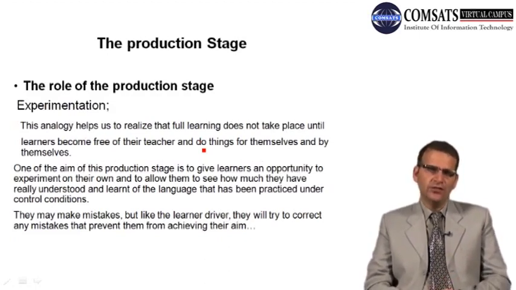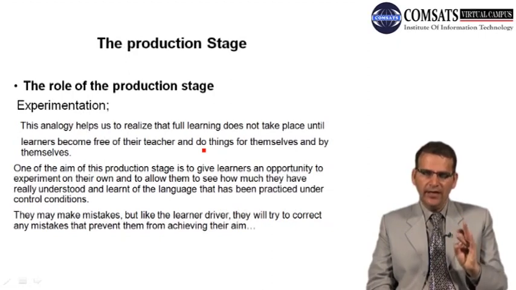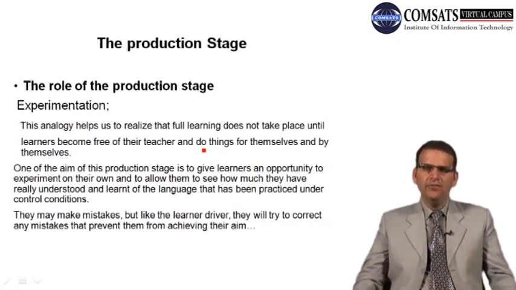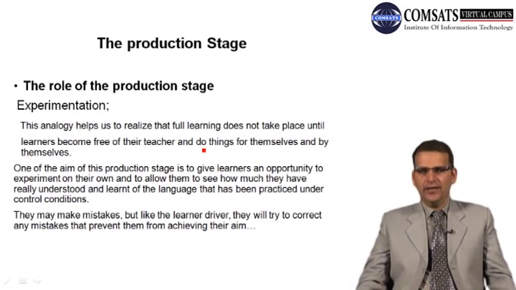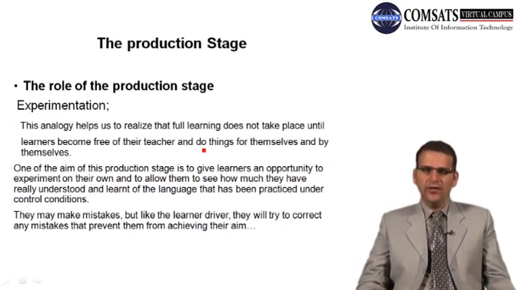Then, in the role of the learner, the first part is experimentation. In this production stage, students experiment. And what is experiment? Performing things, right? This analogy again helps us realize that full learning does not take place until the learner becomes free of their teacher and does things for themselves and by themselves. If a person depends on somebody to direct him and correct him, it means he is not independent. So we have to make the learner independent, and in this production stage we practice for it, right?